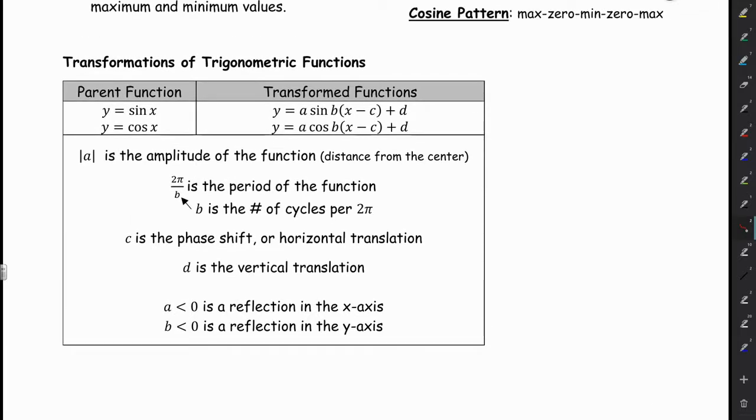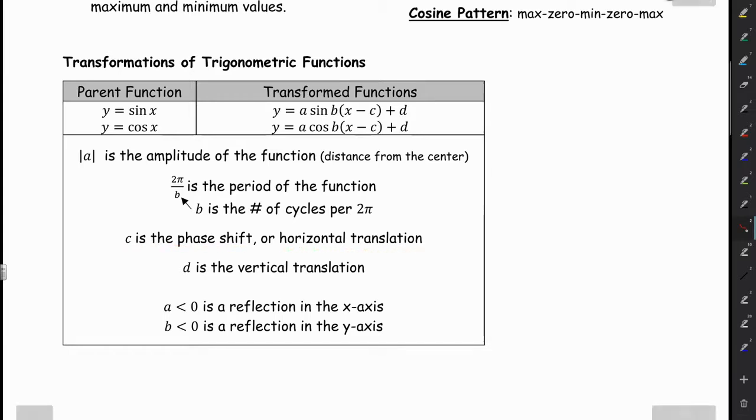So for both the sine and cosine function, the value of a was at the front. B is the number of cycles per 2 pi, right? And the period was 2 pi over b. And what we're adding today is a couple of things. First of all, the value of c. And notice we have a subtraction inside the parentheses here. C is our phase shift or our horizontal translation.